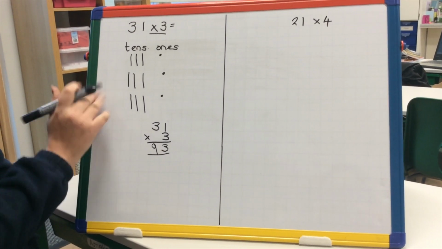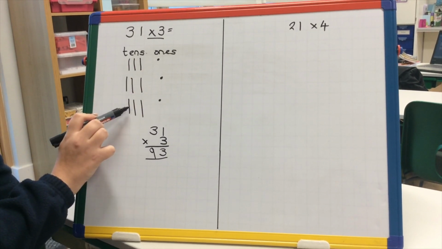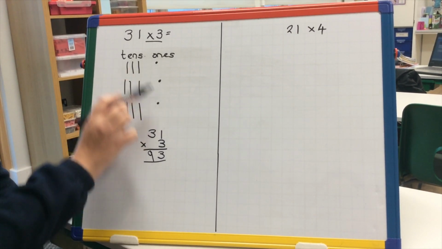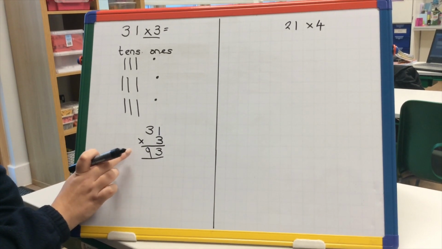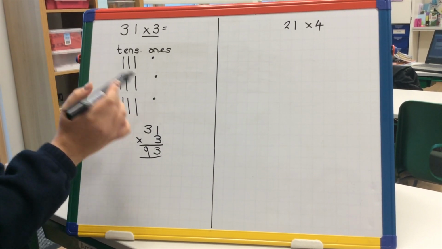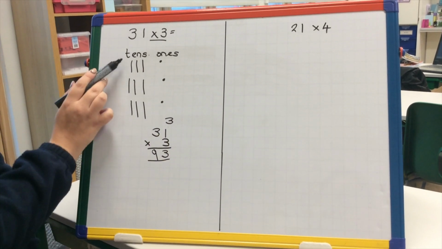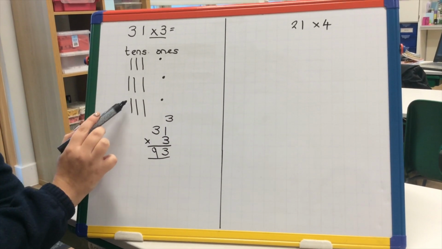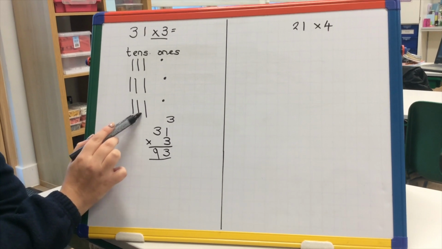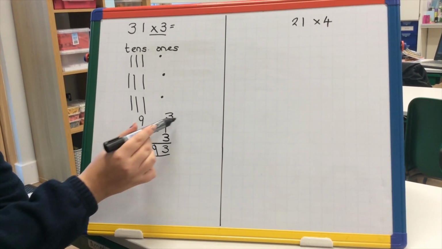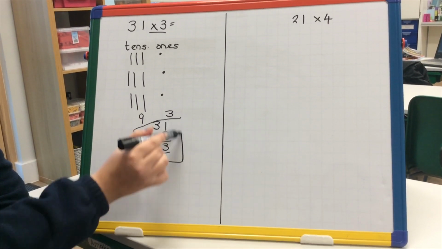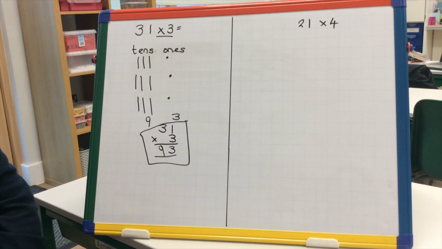Just to check whether our answer is correct, we can go back to our chips and beans. So we've got 31 made 3 times. We can now add up our ones and add up our tens to check that we have got the right answer. In our ones we have 1, 2, 3, and in our tens we have 10, 20, 30, 40, 50, 60, 70, 80, 90. We have 9 tens, so our answer was 93.